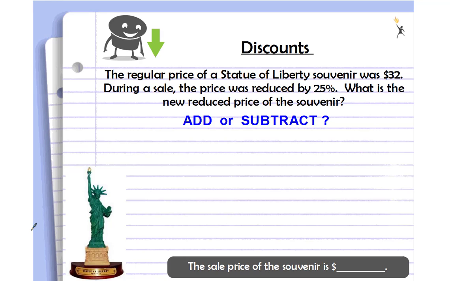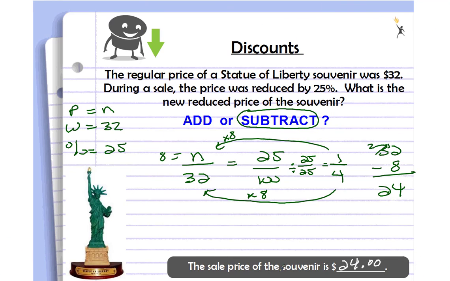Okay, next problem. The regular price of a Statue of Liberty souvenir was $32. During a sale, the price was reduced by 25%. What is the new reduced price of the souvenir? So this time we will need to add or subtract because we are looking for the new sale price. And because it's reduced, because it's a percent off, it's a discount, we need to subtract. Go ahead and identify your part, your whole, and your percent. If you're using the percent proportion, solve. Once you have your answer, come back and check to see if you are correct.